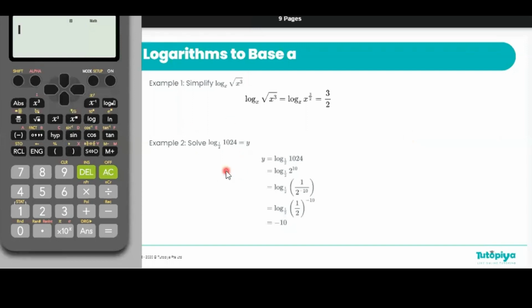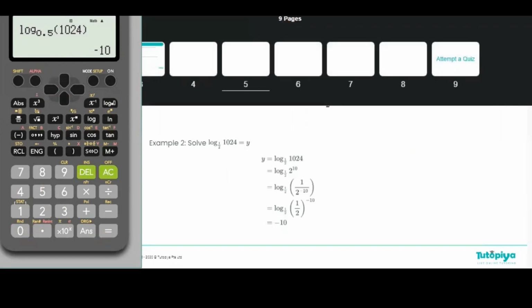So to solve this, that's log 1024 to the base 1/2. Let's go ahead and use our calculators here. So the log of 1024 to the base, I'm just going to say 0.5 here. And using my calculator, you can get the answer as -10. So there we go.